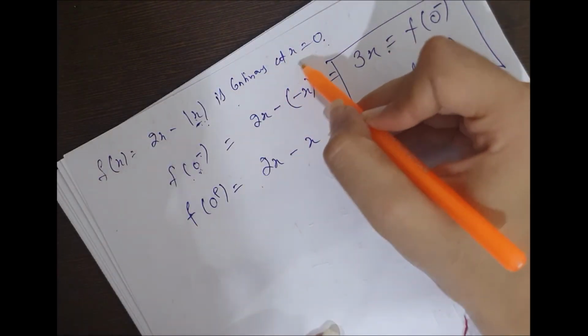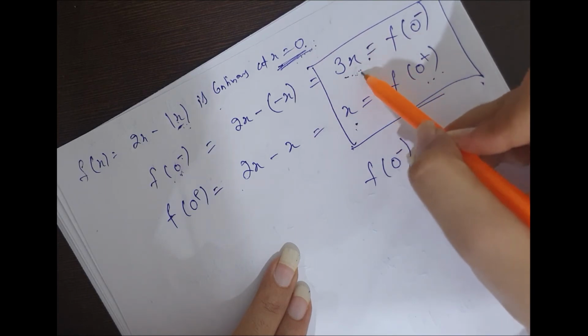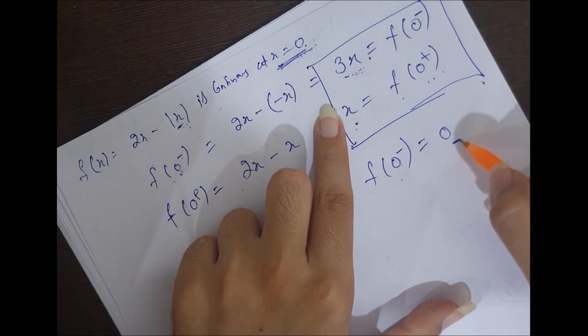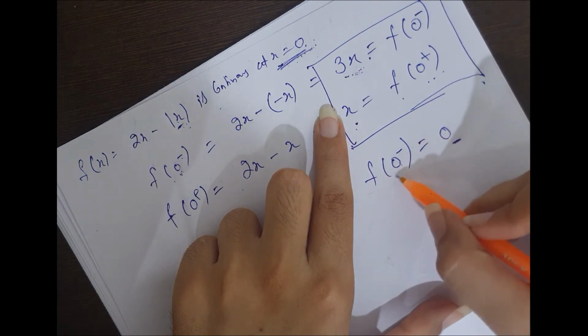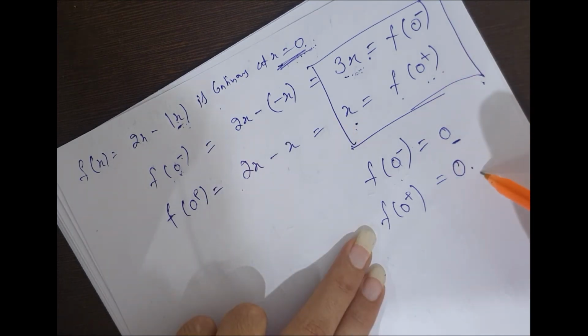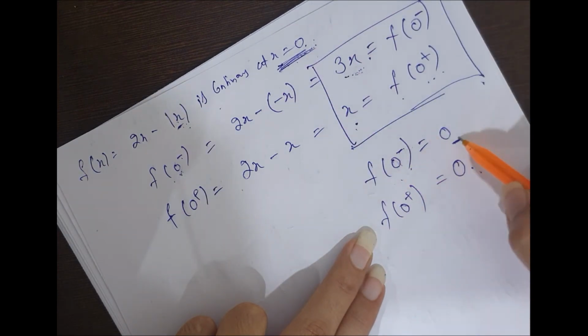Now we have to check its continuity at x equal to 0. It means that we have to put 0 here. So if we put x equal to 0 here, then this will be 0. So the function is 0 at x equal to 0 minus. So this is also 0 at x equal to 0 plus. This function is continuous at x equal to 0, because at x equal to 0 minus, this is 0, and at x equal to 0 plus, this is 0.